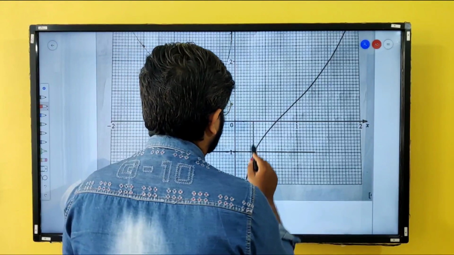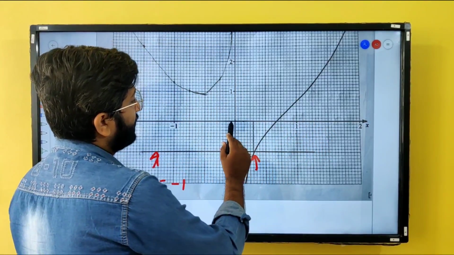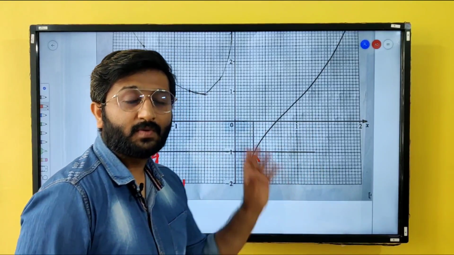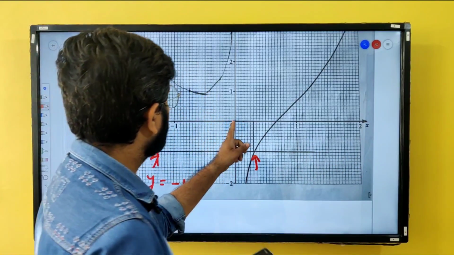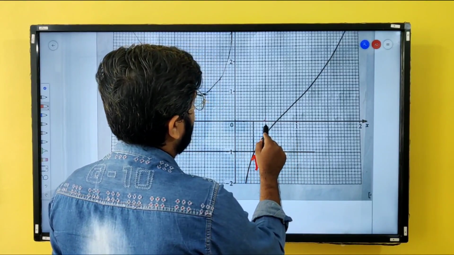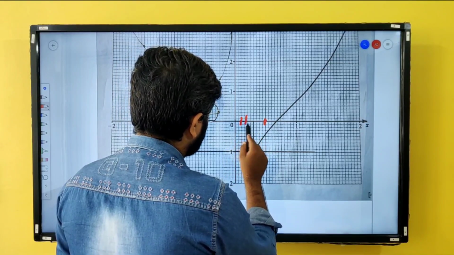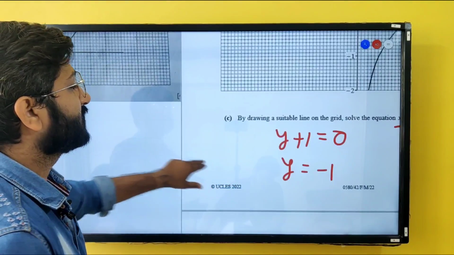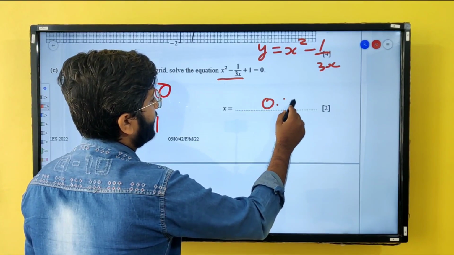So the value of x here is, I think this is each unit. There are 20 units between 0 and 1. So each unit is representing, I think, 0.05. This is 0.25, 0.1. You have 0.2. This is 0.3. Okay. So 0.3 is your answer. x is 0.3.